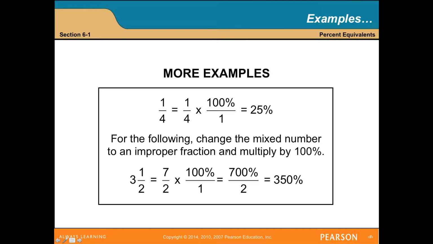For the following, change the mixed number to an improper fraction and multiply by 100. So 3 and a half equals 7/2, because 2 times 3 plus 1 equals 7. You keep the denominator. Times 100% over 1. 7 times 100% is 700%. 2 times 1 is 2. And then half of 700 is 350%.